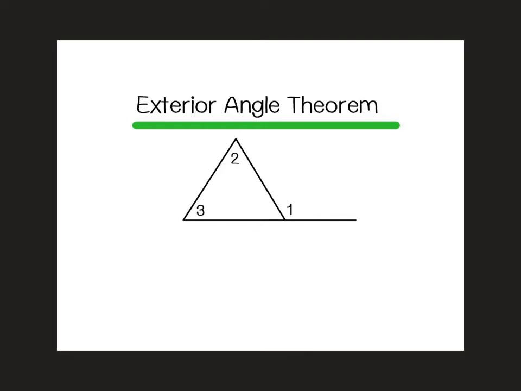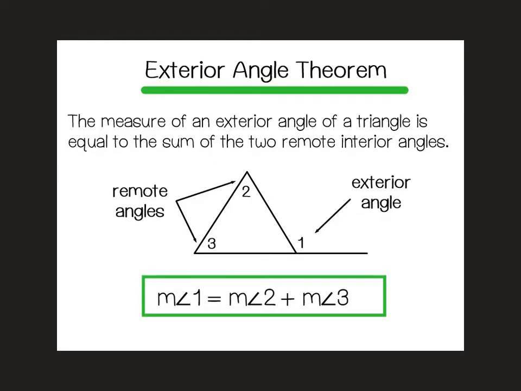In this video, you'll learn the triangle exterior angle theorem. The exterior angle theorem states that the measure of an exterior angle of a triangle is equal to the sum of the two remote interior angles.